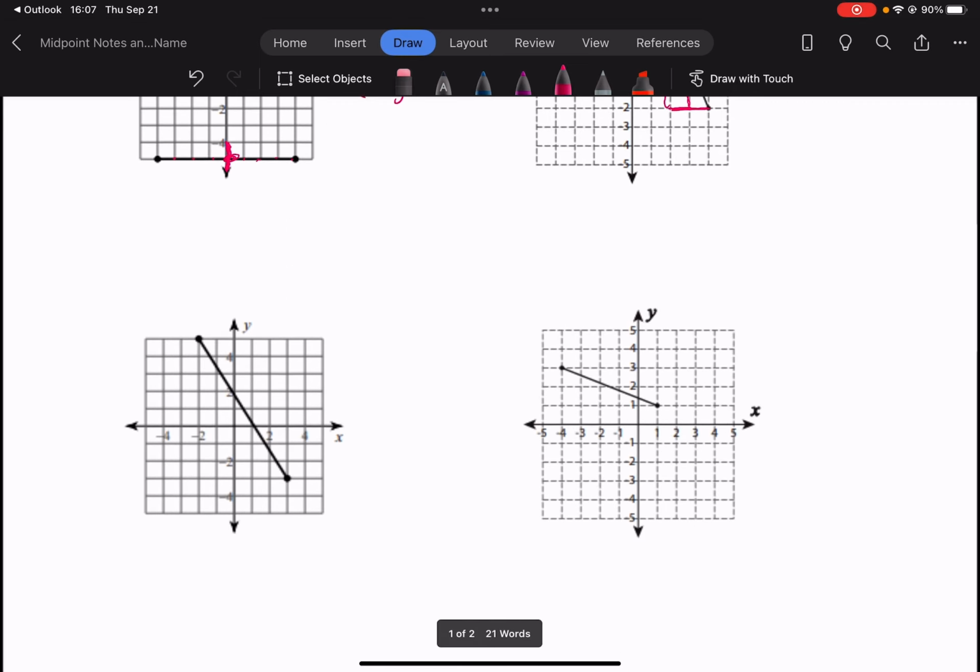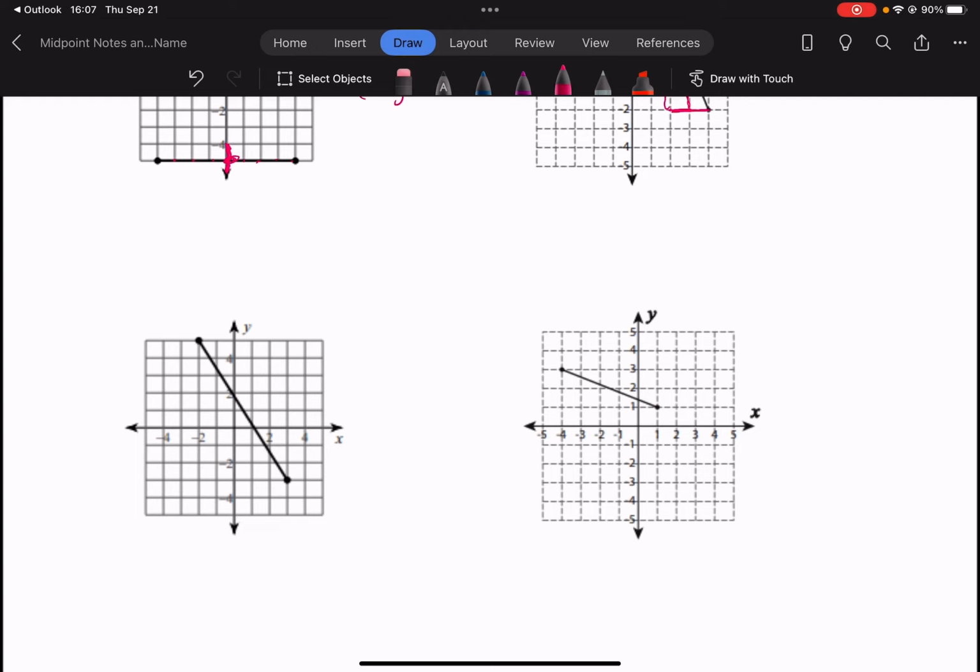Okay, so you got the hang of it. Try those two on your own, and we'll go over those in just a second. Let me give you a little bit of a hint.